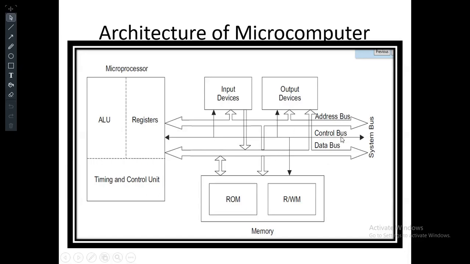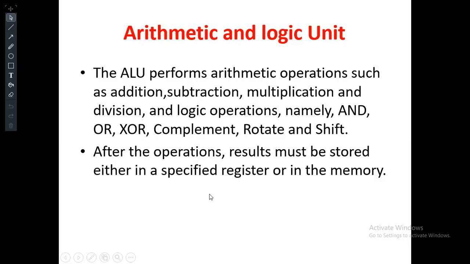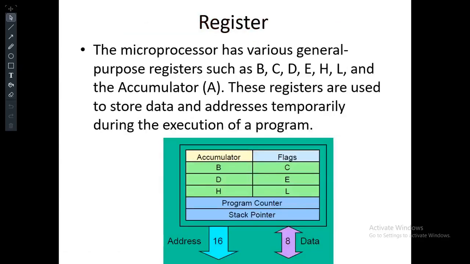What is a bus? A bus is nothing but a set of wires. All together they make up the system bus, that means address bus, control bus, and data bus. This is all connected to memory. The bus, that means the wires, connects input devices, output devices, the microprocessor, and RAM and ROM. Arithmetic operations include addition and subtraction, and logical operations mean OR, XOR, and everything can be stored. It is stored in particular registers or in the memory.